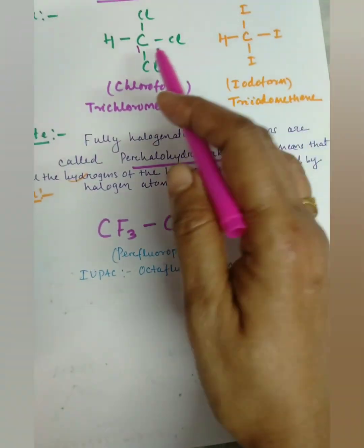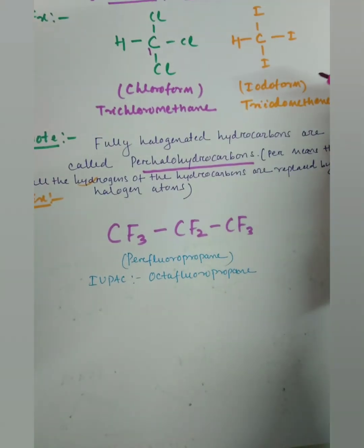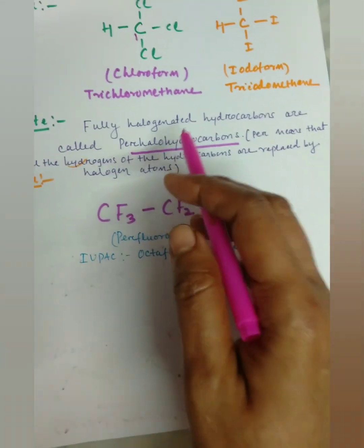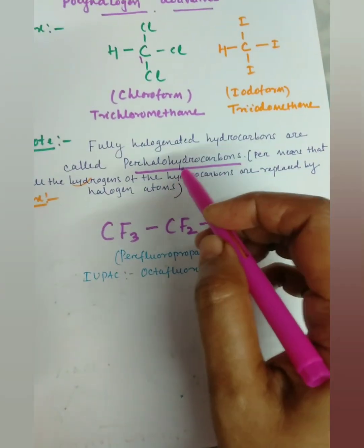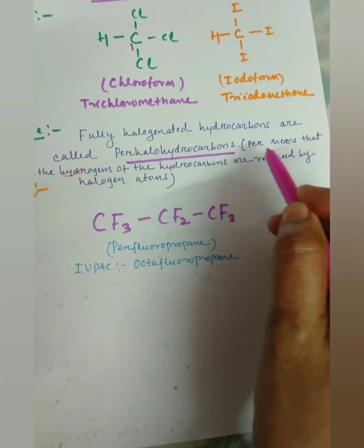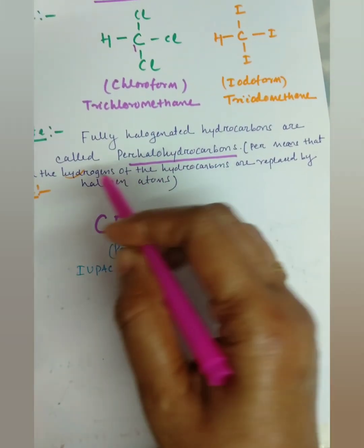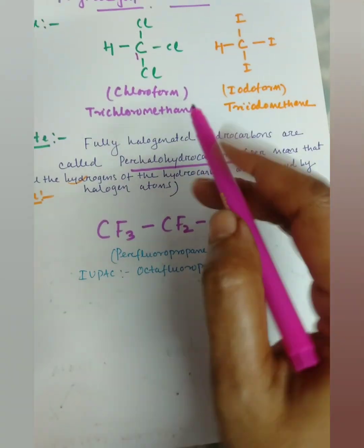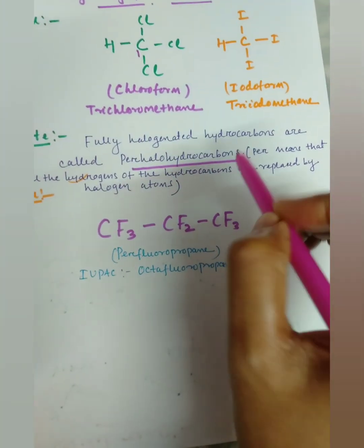Similarly, if you take one compound where 2 carbon atoms are there, and more than 2 or 3 halogen atoms are there, they also come under polyhalogen derivatives. But another important point is fully halogenated hydrocarbons are called perhalo hydrocarbons. What do you mean by perhalo hydrocarbon? This is a new term. Fully halogenated hydrocarbons, that means the hydrogens of the hydrocarbon are replaced by halogen atoms. If I write a hydrocarbon, what does it contain? Carbon and hydrogen. If I replace all the hydrogens and attach halogens, then that is known as perhalo hydrocarbons.